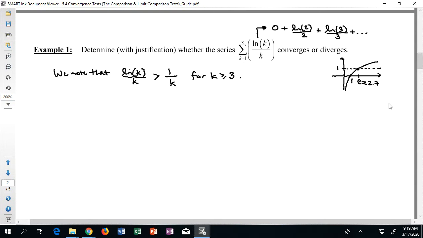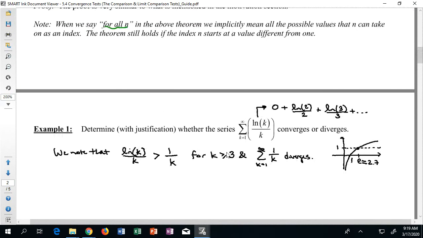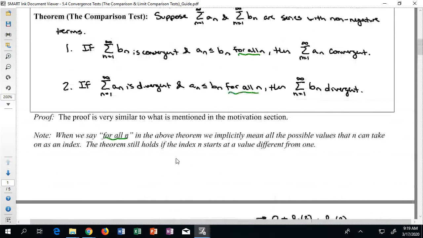Okay, perfect. I have a comparison that's being made. So I note that the natural log fraction is greater than the harmonic fraction for k values that are bigger than or the same as 3. I'll also add on here that we know that the series of 1 over k diverges. The other thing I would need to double check is if I want to start to use this comparison theorem, I can go back and look at the conditions.